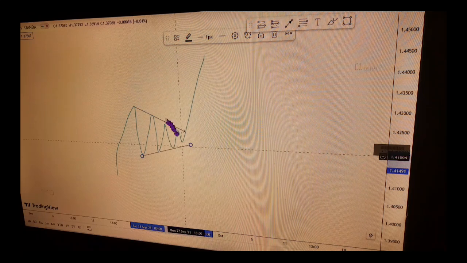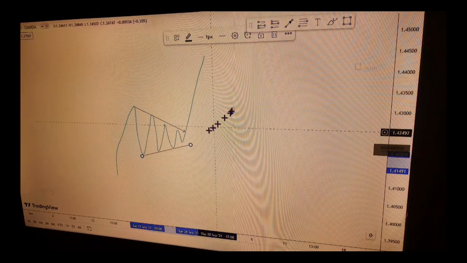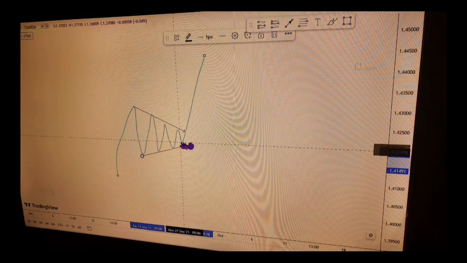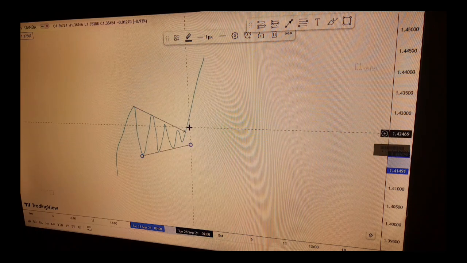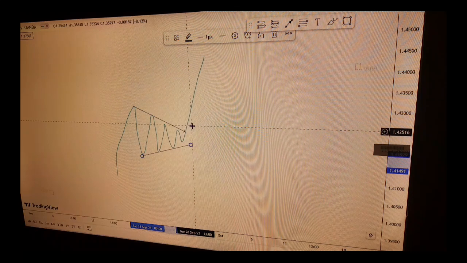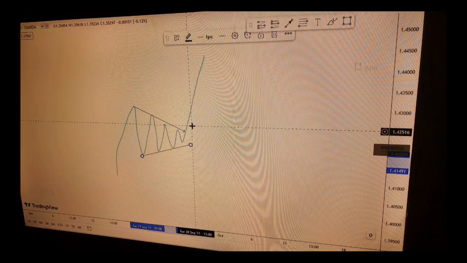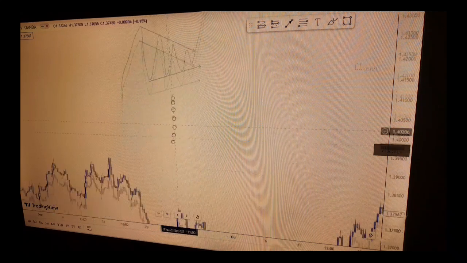So when we see a pattern like this, just know that your entry needs to be right over here, after the breakout. It is always safe to trade it when it breaks out of the trend line. Let's go to the actual market and show you how exactly to trade this pattern.